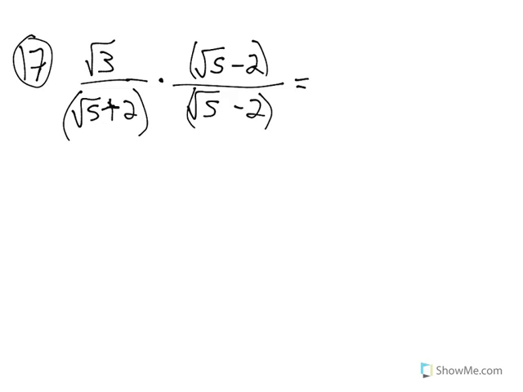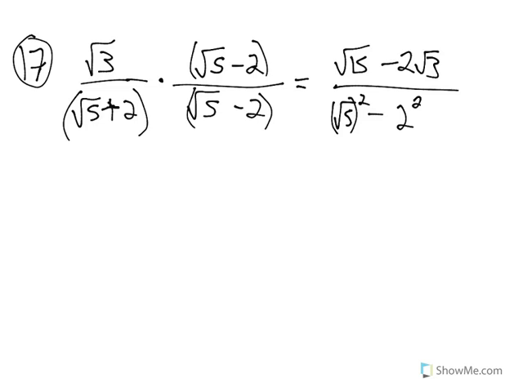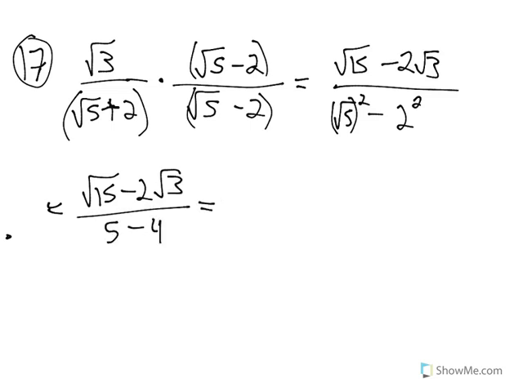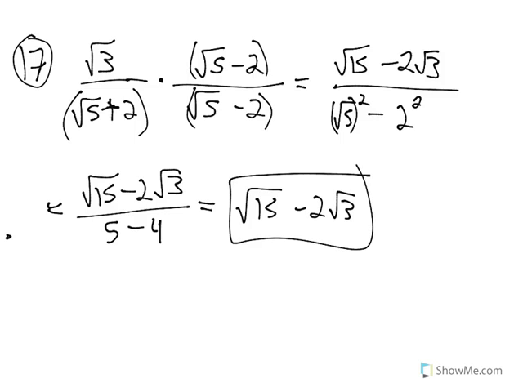The top is easy. Let's go ahead and distribute. Root 3 times root 5 is root 15. Root 3 times negative 2, that's negative 2 root 3, all over, and the denominator, the square root of 5 squared minus 2 squared. Again, just using the difference of squares formula, right? So then this is root 15 minus 2 root 3 all over 5 minus 4. And 5 minus 4 is just 1. So this is just root 15 minus 2 root 3.